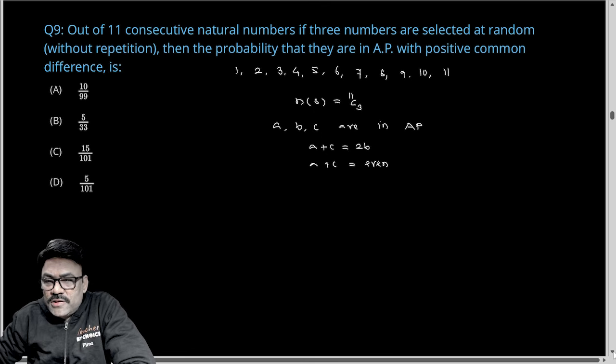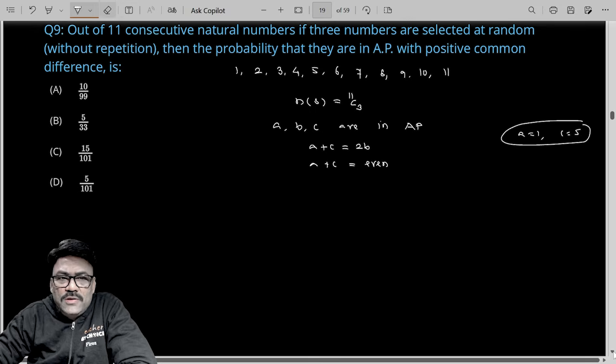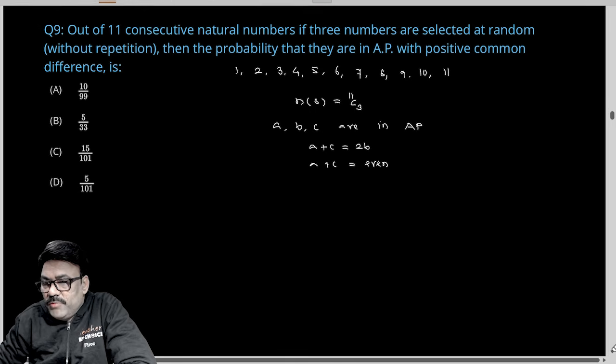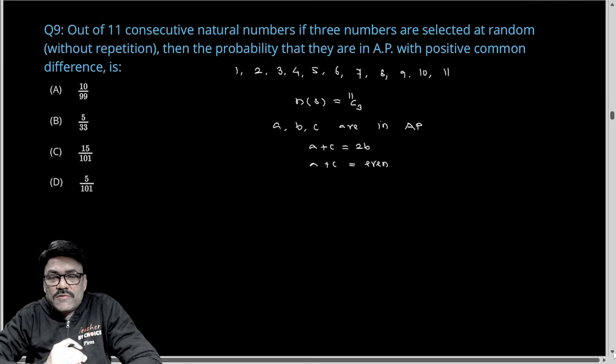So let's say you have selected A is equal to 1, C is equal to 5. Then automatically B will be 3. No need to select B. B will be automatically selected. B will be the arithmetic mean of A and C. So I have to select only 2 numbers now, A and C. And these 2 numbers should be both even or both odd.